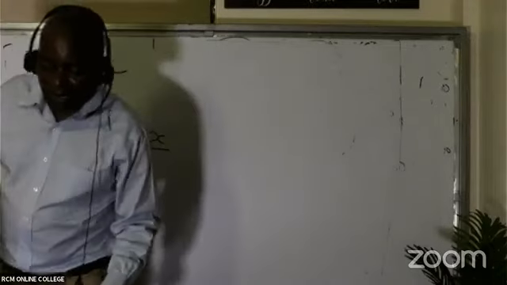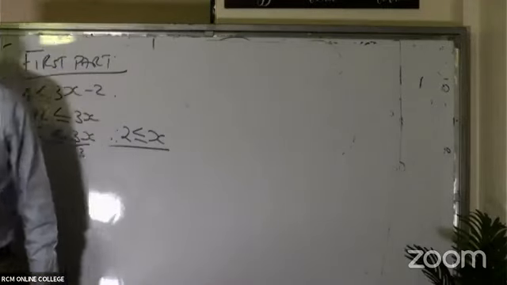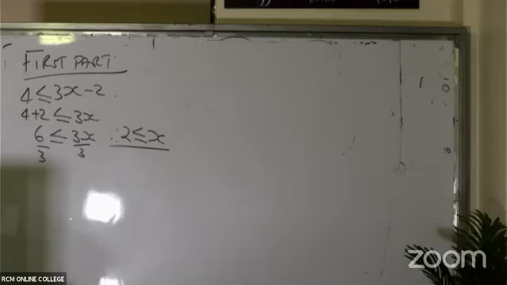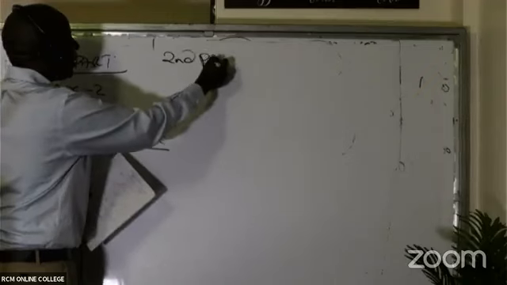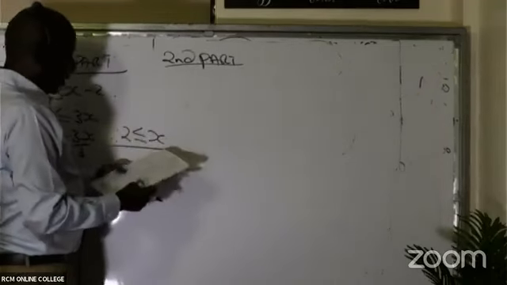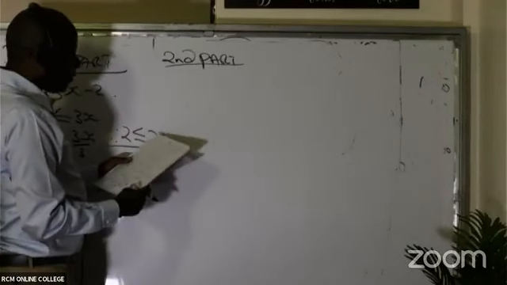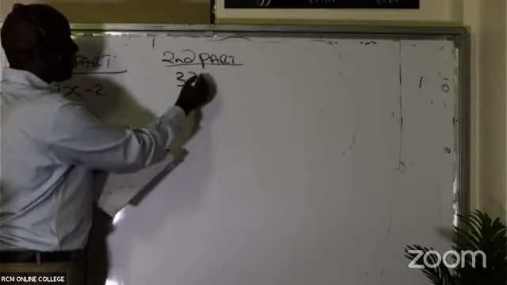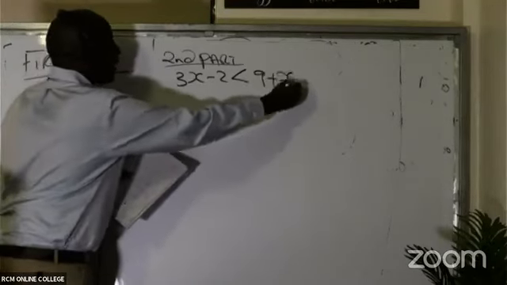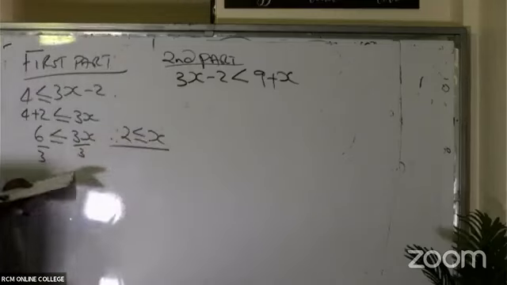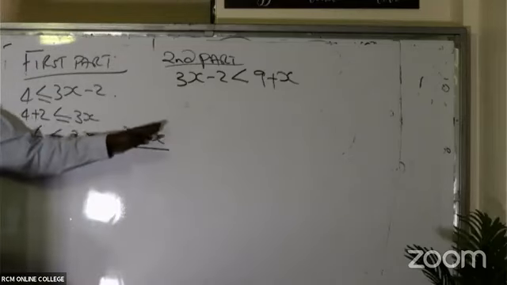The second part, I want to pick it from my book. So now we are looking at the second part. So the second part, ladies and gentlemen, that we have here is 3x minus 2 less than or equal to 9 plus x, like that. So remember here in the second part, x has to be on the left side.